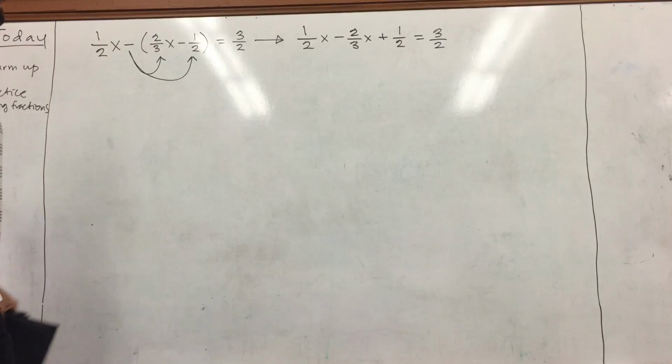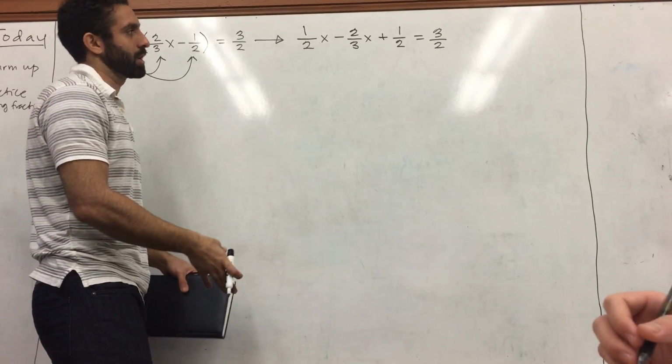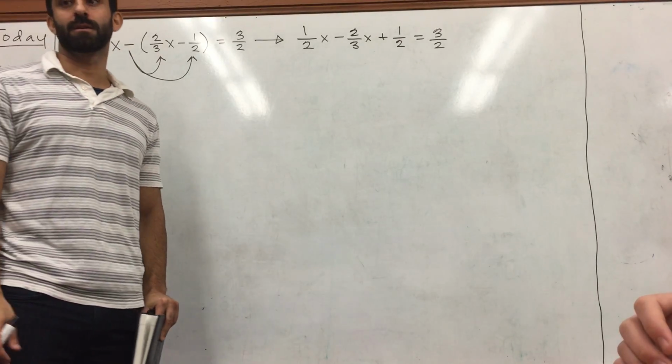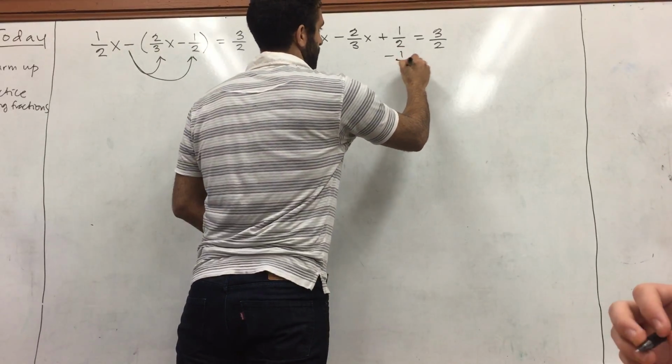There's actually a couple of different steps you can do. That's why I don't want to say this is the only way to go, but this is one way to go. Could you subtract 1/2 from each side? You could indeed subtract 1/2 from each side.